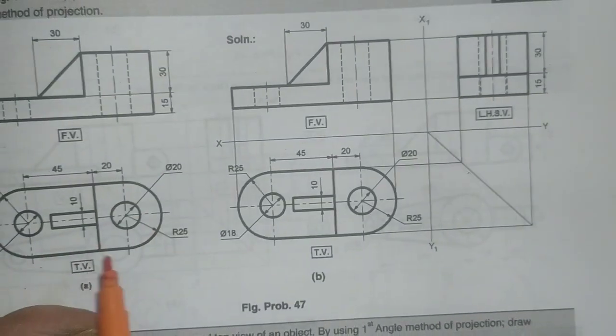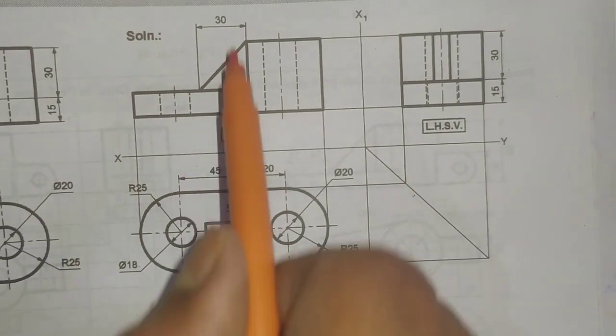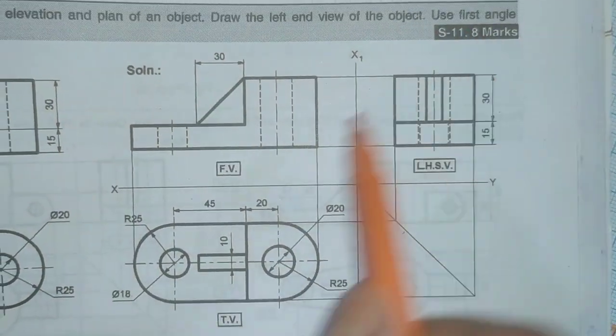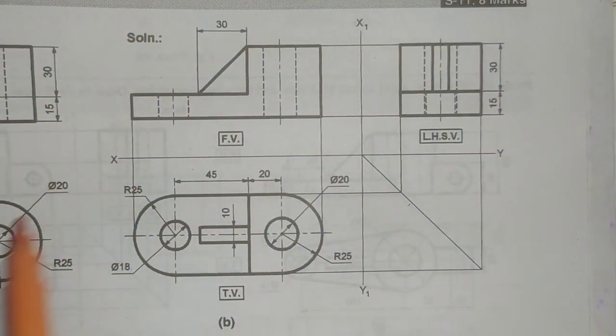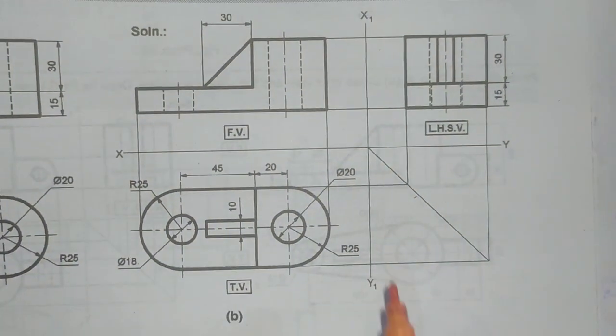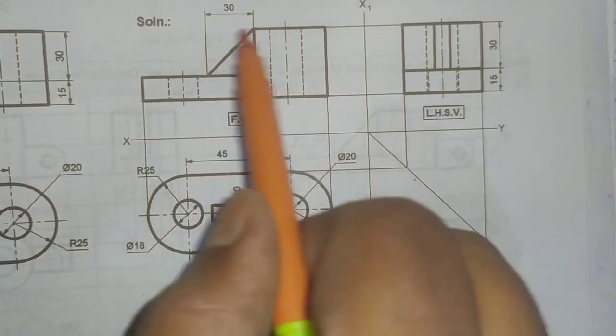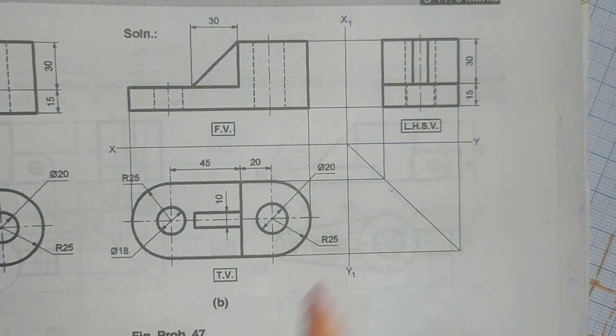They have given this question. They have drawn this top view first again. They have asked to draw the left hand side view, and they have drawn the front view. Same here they have drawn. Then they have the X1 Y1 line at 45 degrees, they have transferred as we have completed in this figure, and they have completed the missing view.